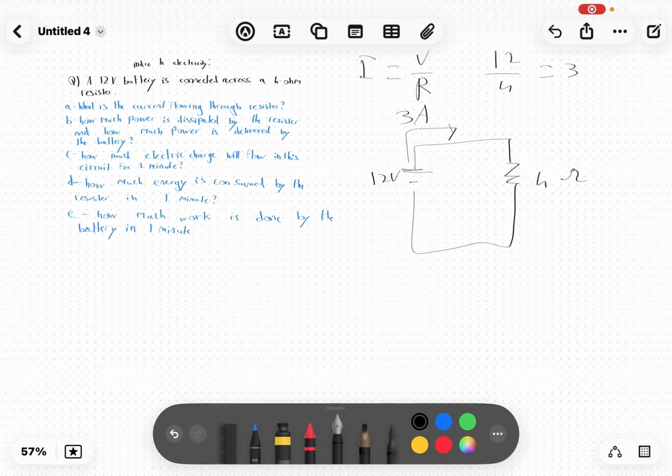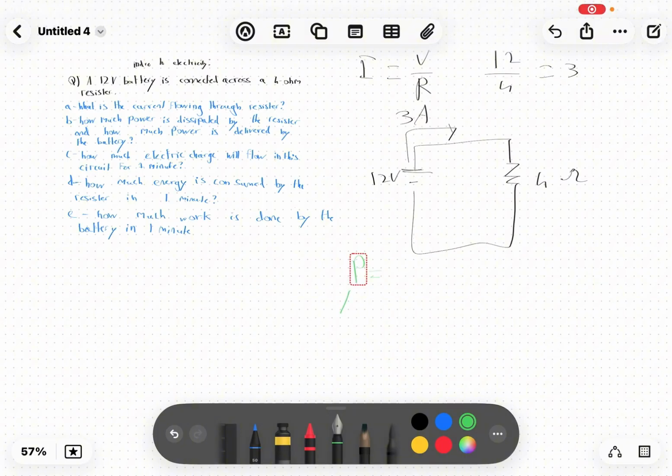After that, how much power is dissipated by the resistor and how much power is delivered by the battery? So look, there are three ways of calculating the power. However, over here we need only 2. So first of all, let's talk about how much power is dissipated by the resistor. For the resistor, I'm pretty sure we're going to use I squared R. Yes.